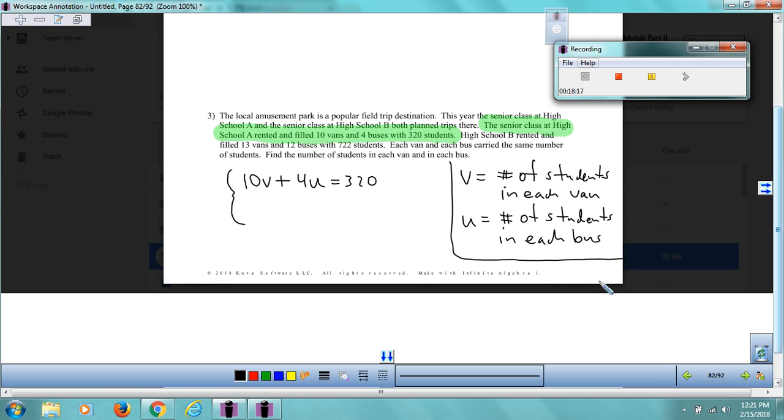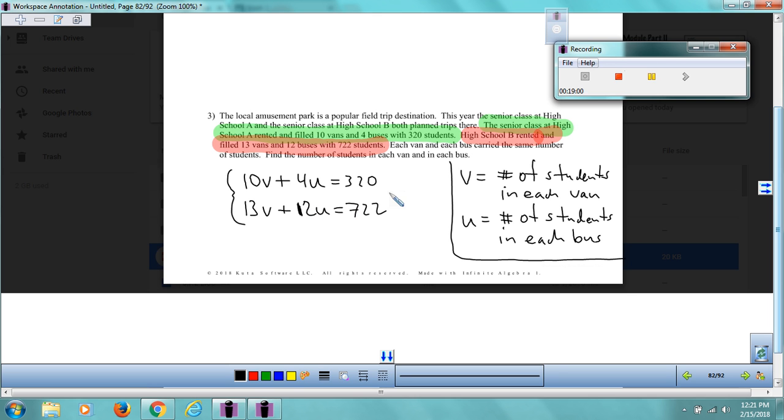All right, so I'm going to give you a second. Look at high school B and see if you can determine what the equation might be for that. Yeah, so if you noticed here, we have 13 vans. So that's 13 times the number of students on each van, and then we have 12 times the number of students on each bus, and that equals 722.